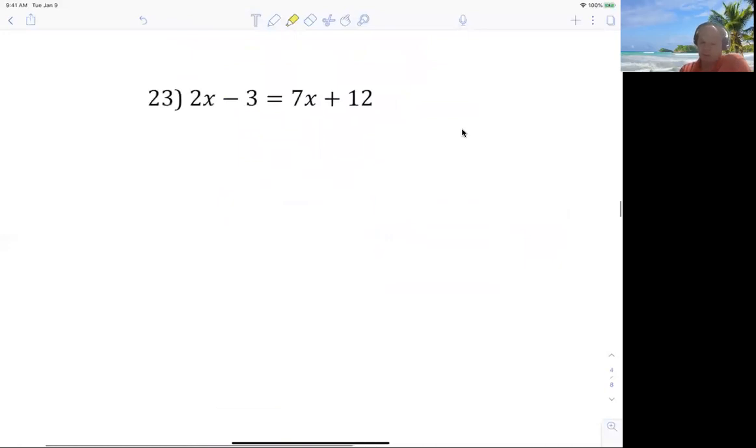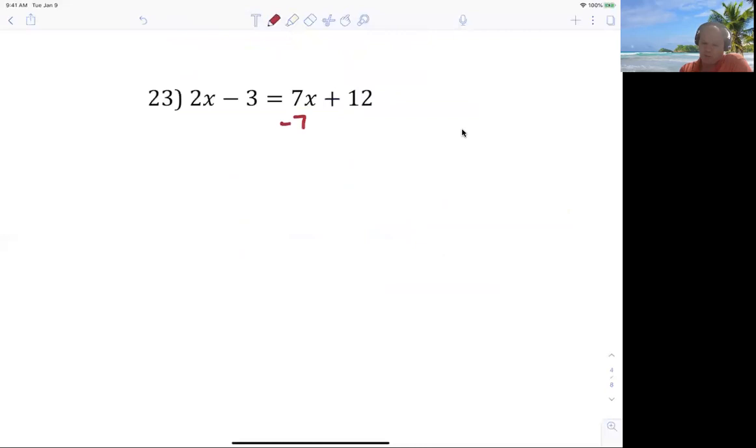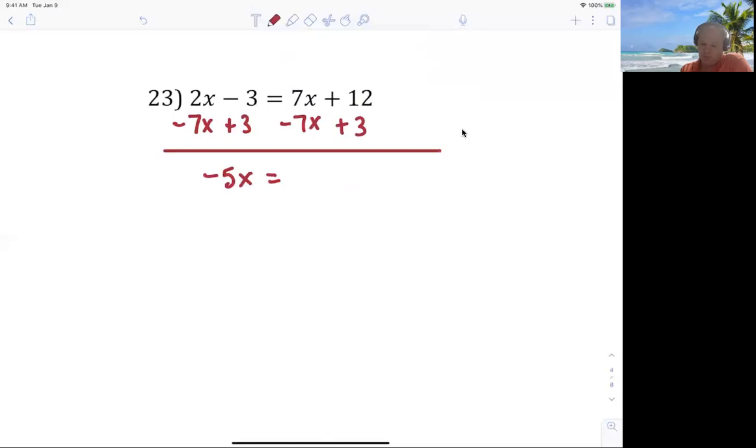Same thing. We're going to do variables on the left. Move that. Numbers on the right. -5x equals 15. Divide by -5. So x equals -3. Okay?